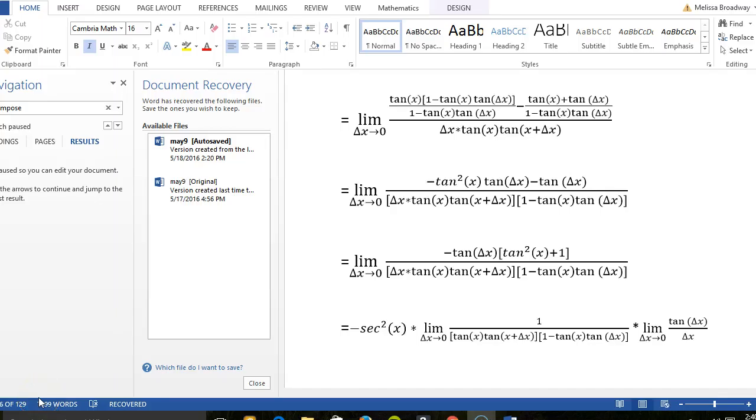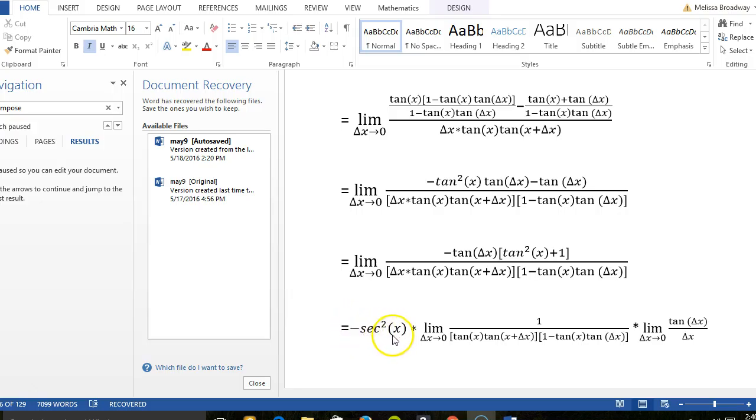Okay, finishing what we had started out on. We got here. You can take out negative tan delta x and you get this. But remember from trig, tan squared x plus 1 is secant squared x. And I take the secant squared along with this negative right here and take it out here. My negative sign looks a little frail, but that's a negative sign right there.